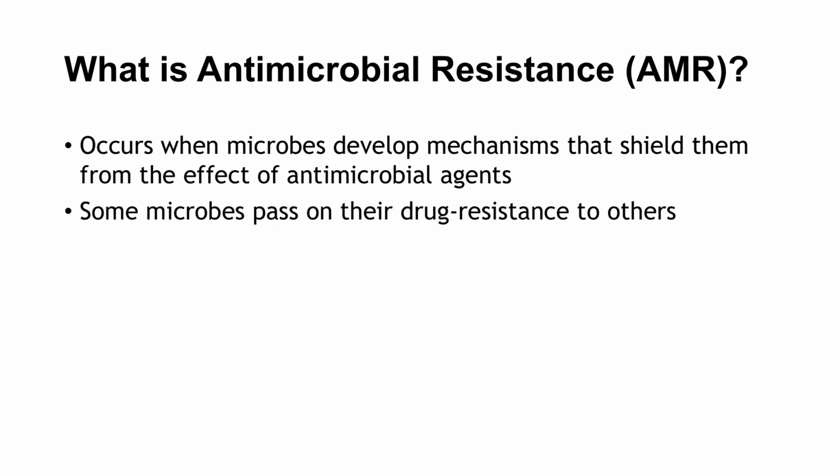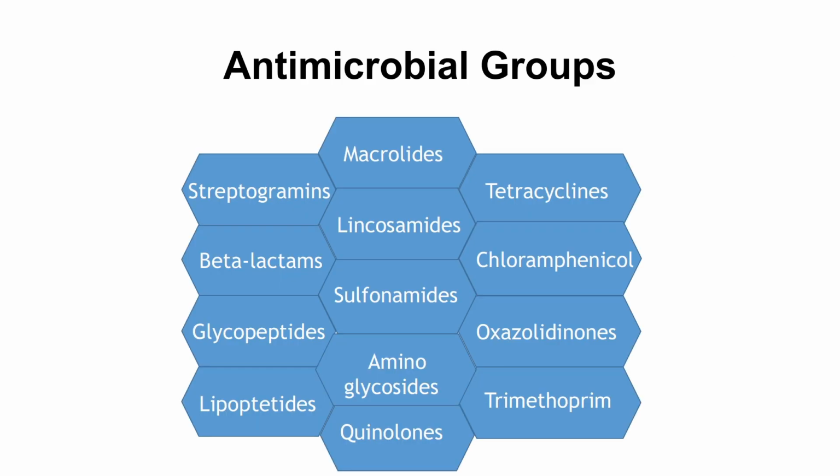Antimicrobial resistance occurs when microbes develop mechanisms that shield them from the effect of antimicrobial agents. Some microbes may pass on their drug resistance to others, and this is what makes this phenomenon problematic. Antimicrobial agents have been classified into various groups, and some of these groups have been displayed on the screen for you.